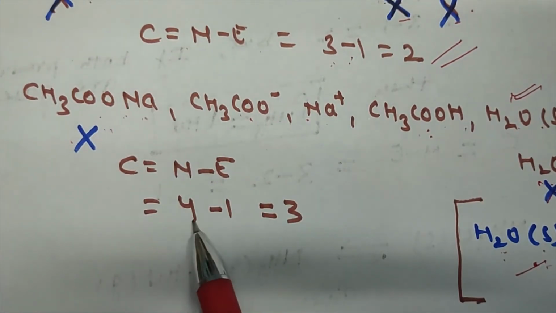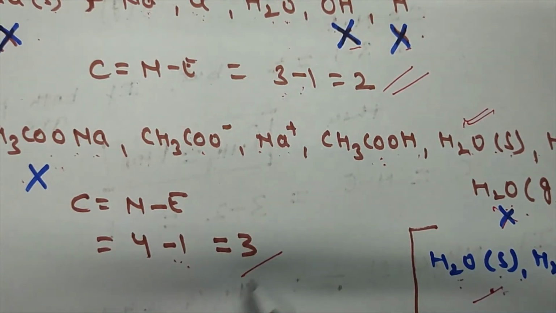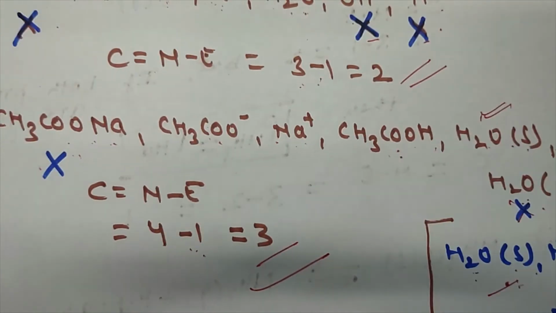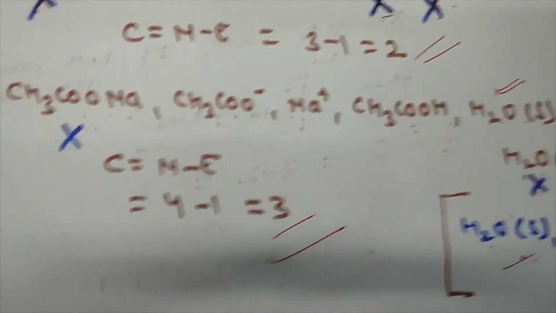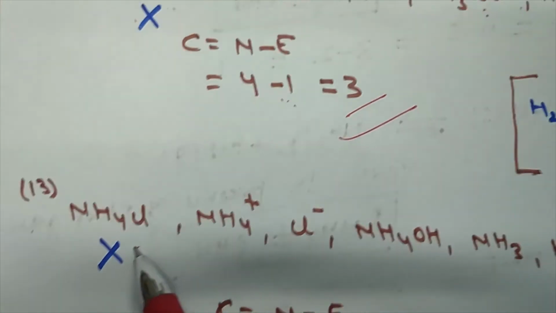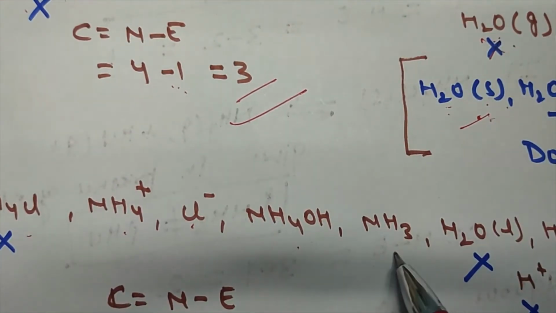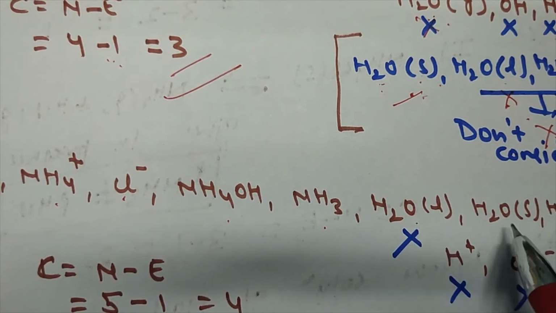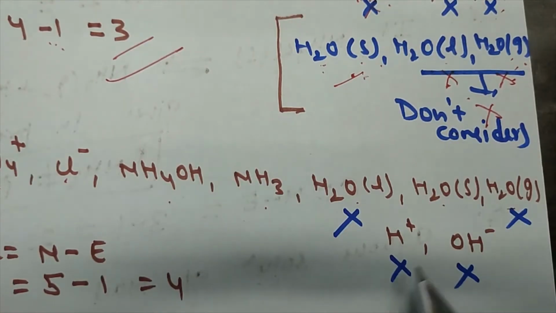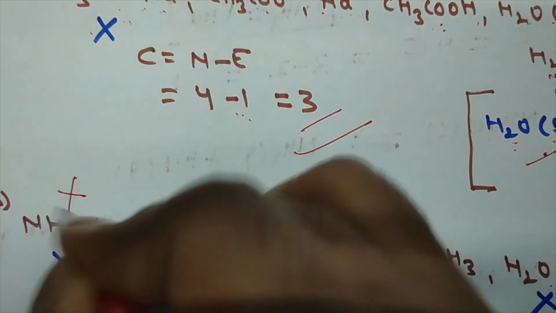Okay, then N is equal to 4 and for E, only neutral condition is there, then 4 minus 1 is equal to 3. Right, this is very important and several times they have asked to determine the component of the given equation. Now NH4Cl, NH4 plus, Cl minus, NH4OH, NH3, H2O liquid, H2O solid, H2O gas, H plus, OH minus. Again several things are given to you. You may also know when they are combined they will form this one, so this is the salt of these ions, so you may cut this one.